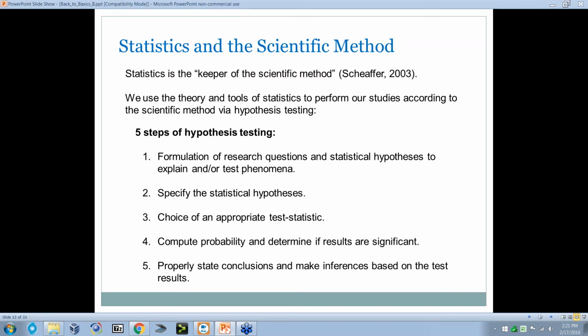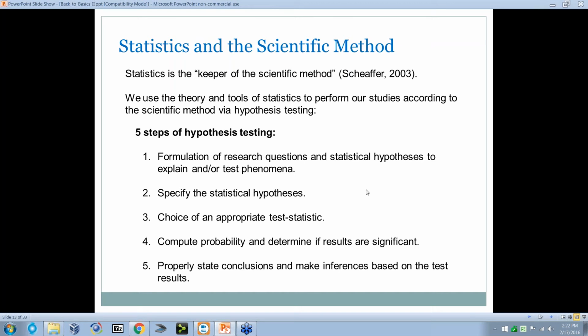So let's get back to what we're looking at today and what it is. So statistics is the keeper of the scientific method. I love that phrase. I just feel so special. We use the theory and the tools of statistics to perform our studies according to the scientific method via hypothesis testing. And here's our steps, the 5 steps.